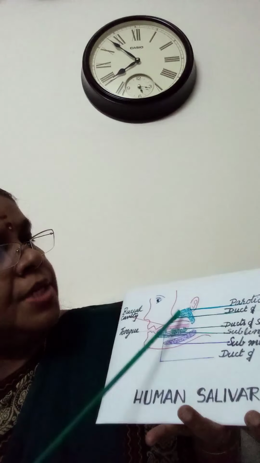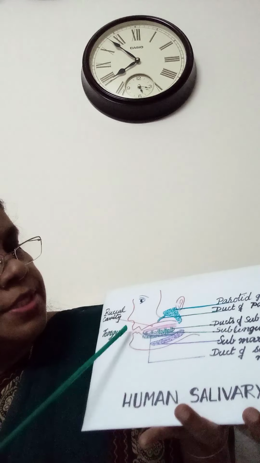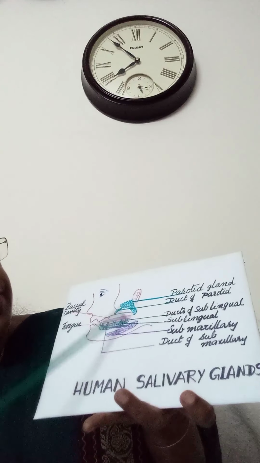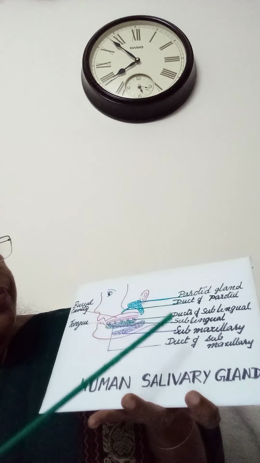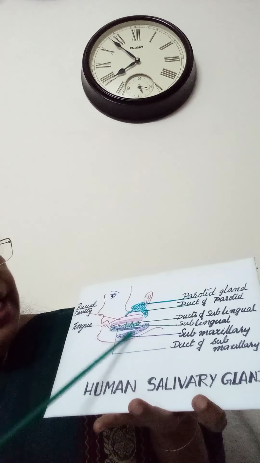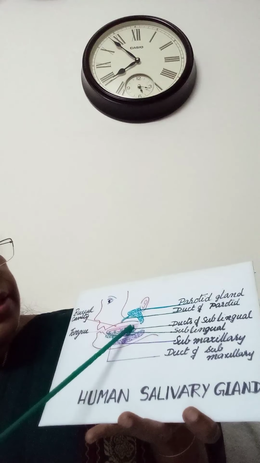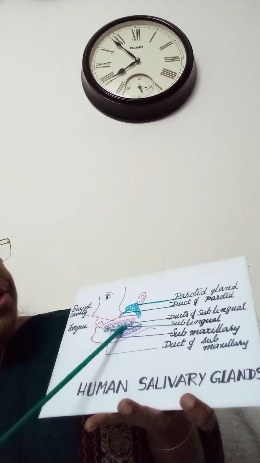So in the diagram, near the cheek we can see the parotid gland. This is the parotid gland. See, this is the mouth. This is the buccal cavity. Parotid gland near the cheek. Then submaxillary, found at the lower jaw. This is the tongue. Below the tongue we can see the sublingual. This is the sublingual gland.